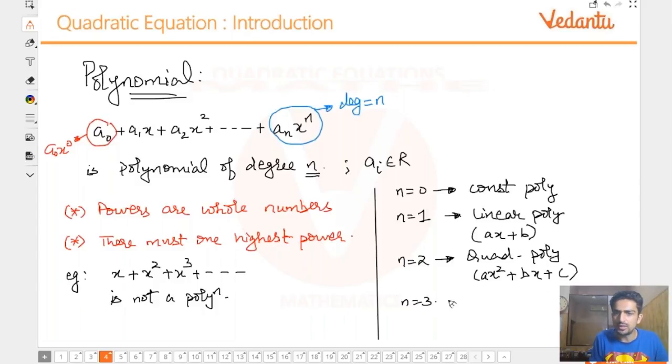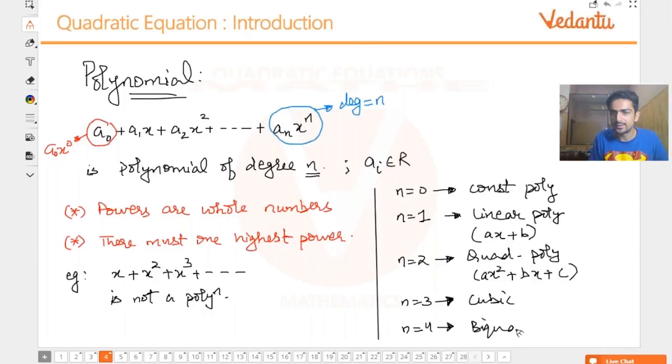Similarly, for n equal to 3, we call it cubic. For n equal to 4, Sundar, that's completely fine, beta. You need not write everything. For n equal to 4, it's called biquadratic. So that much naming you should be knowing. More than that is not required. Even I don't know.